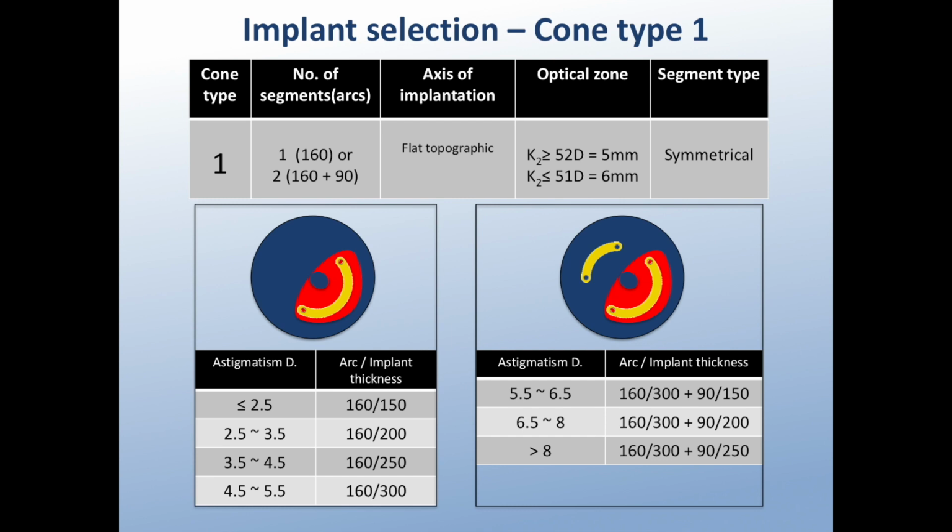5 diopters of astigmatism, it takes the 300, and above the 5 diopters, it is necessary to associate the 300 microns with a 90 degrees thickness ring, 150, 200, or 250 microns of increasing thickness.